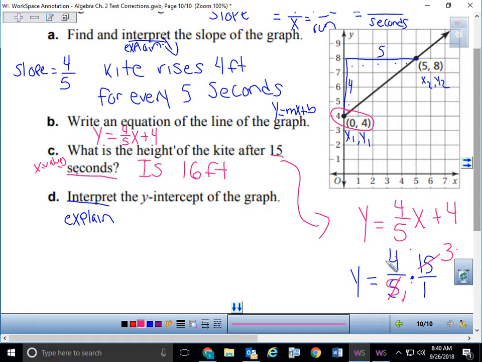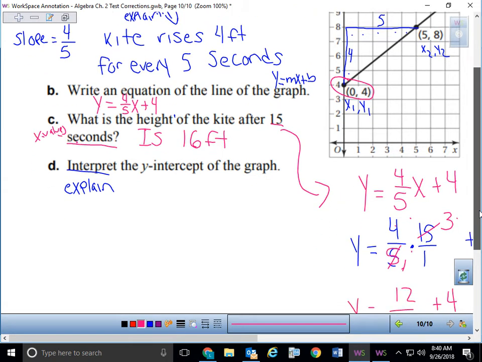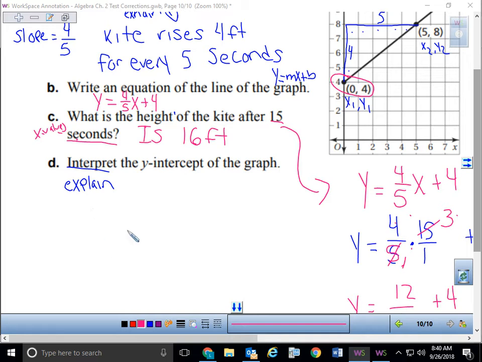Very nice. D, last problem of your test. Interpret, which means explain, the y-intercept of the graph. Okay, well, my y-intercept is 4. I learned that in B. Y-intercept also means starting value. It's another key word for it, starting value. But because I'm talking about a kite, this is saying my y-intercept is, when I first let my string out of my kite, the height is at 4 feet. The height of the kite is 4 feet as I start letting out the string here.